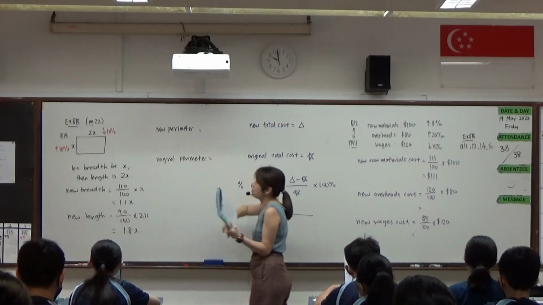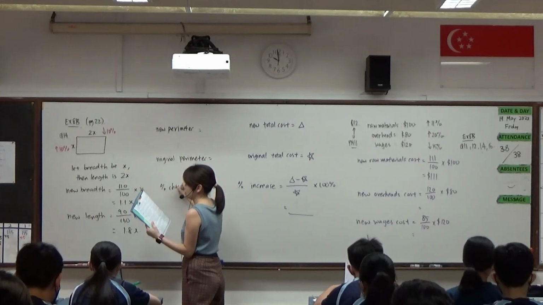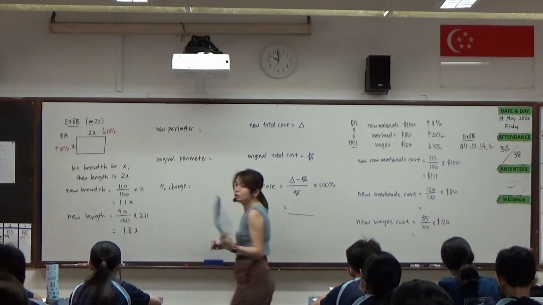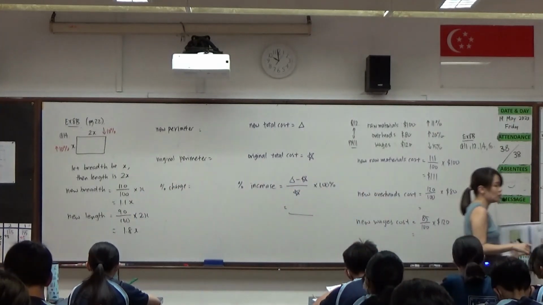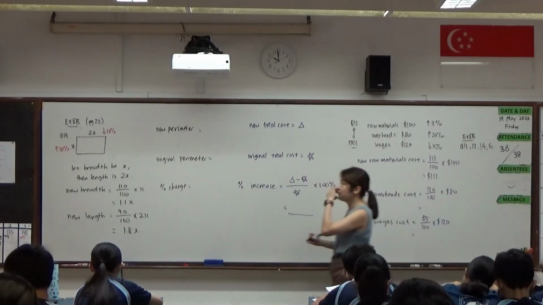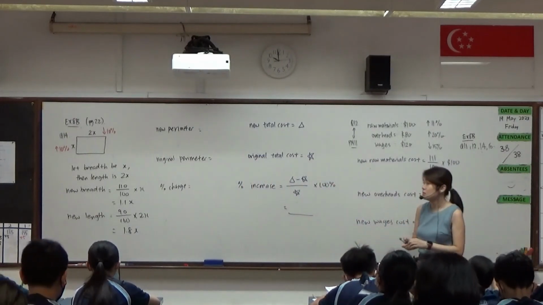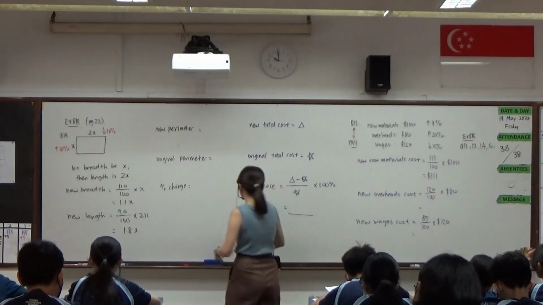Okay, so find a new parameter, original parameter, and then after that, percentage change. Do the same thing. New minus original, or rather the big one minus the original, find the difference over the original times 100%. Okay? So I leave it to you to fill up those blanks as well.